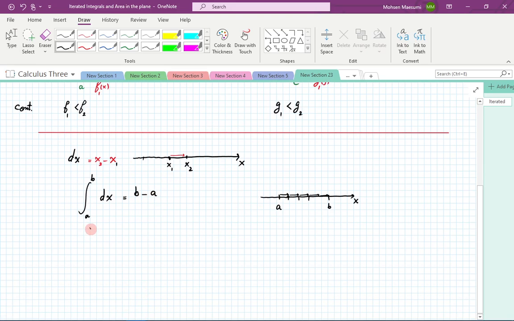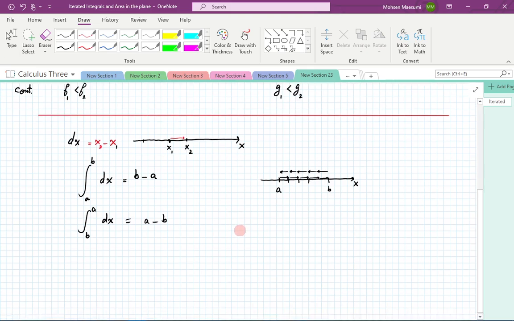Of course, if you had started your journey from B and come to A, so if you're starting at B and now you're making mostly negative displacements, your total displacement now would be A minus B, which turns out to be a negative quantity.